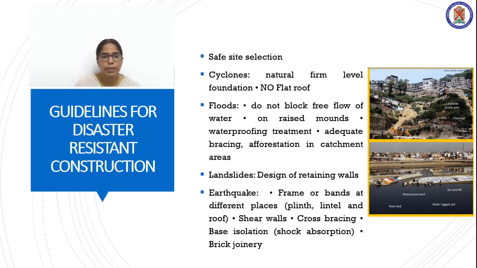As far as flood resistant housing is concerned, prohibited zones should be totally avoided. The layout of the buildings and houses should be such that they do not block the free flow of water. The construction should be done on raised mounds. Waterproofing treatment, adequate bracing, and afforestation in catchment areas are required for flood prone areas.